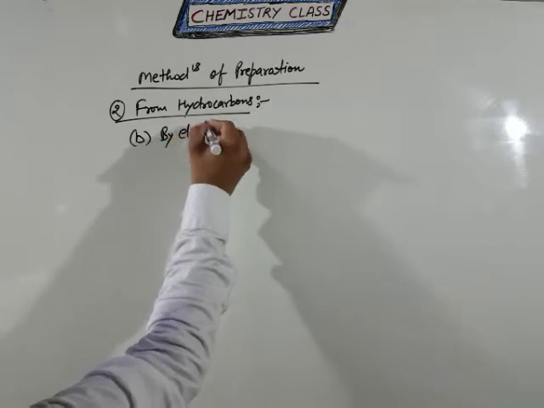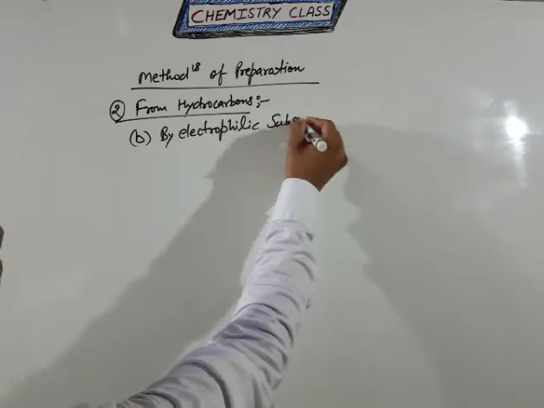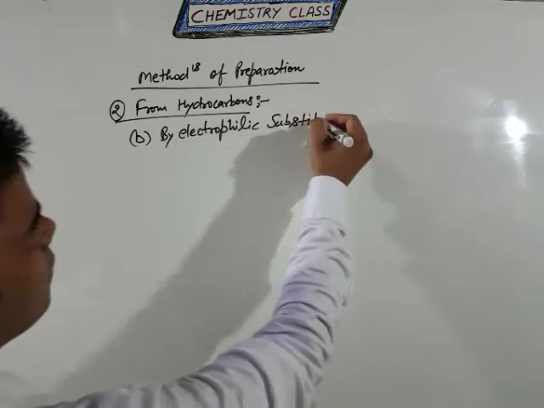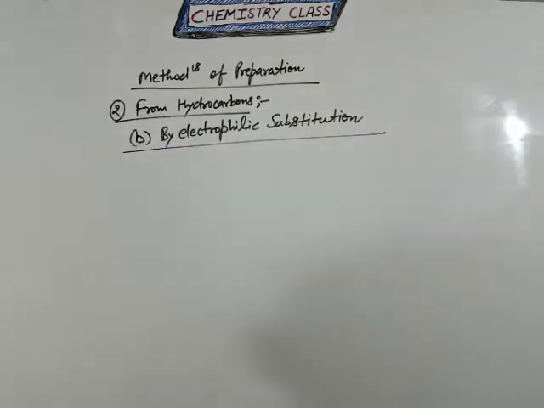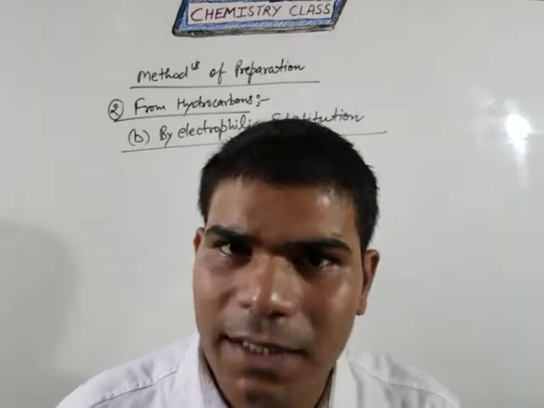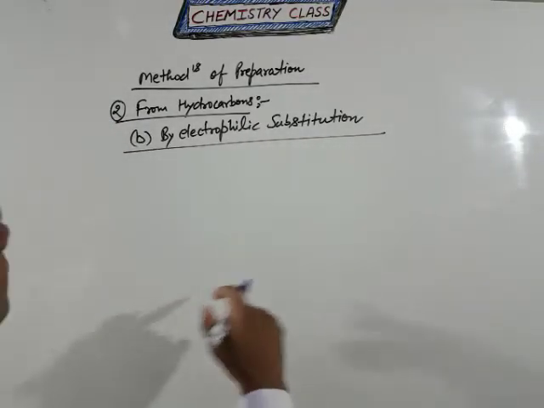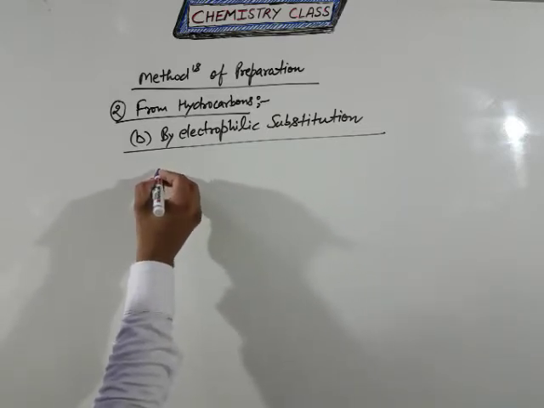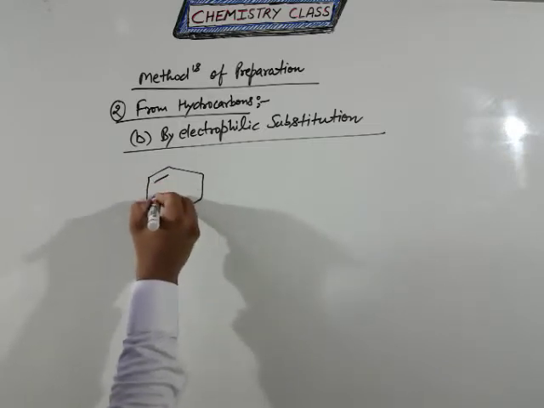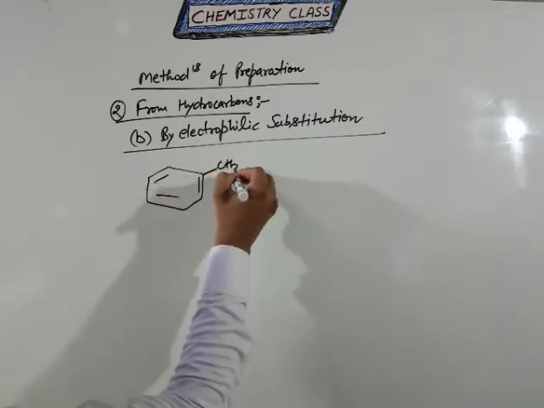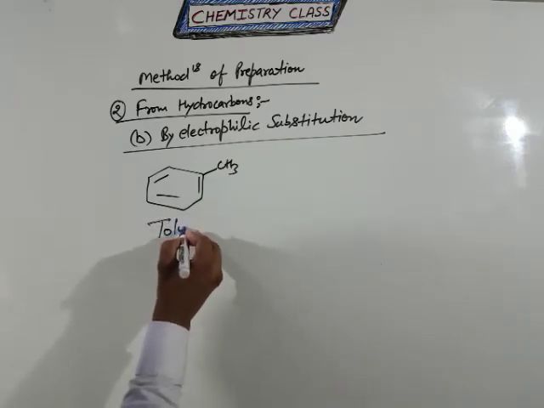electrophilic substitution reaction. So by electrophilic substitution, how to prepare aryl halides, or you can say haloarenes. So students, take the example like benzene attached to an alkyl group like CH3. What is the common name for that? The common name is toluene.